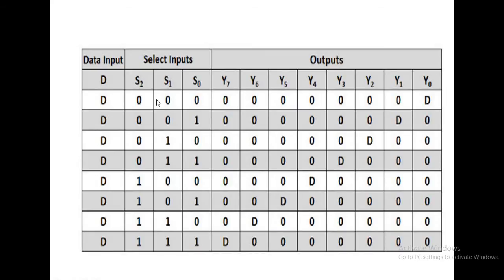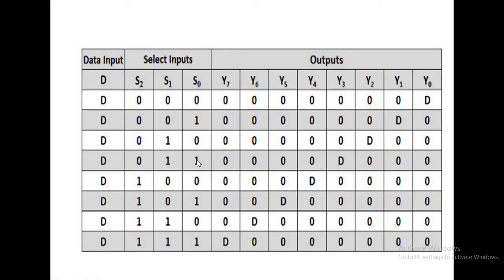and these are the different output lines from Y0 to Y7. If the 3 selector lines are 0, automatically Y0 is selected. As we have already discussed, if all the selector lines are 0, Y0 is selected. If S0 is 1, then automatically Y1 is selected. If S1 is 1, S0 is 0, that is 10, which means decimal 2. Decimal 2 means Y2 is selected.